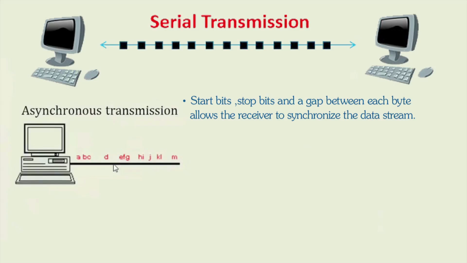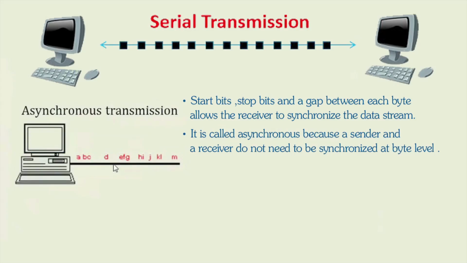Now the start bits, stop bits and a gap between each byte allow the receiver to synchronize the data stream, just for synchronization purposes. It is called asynchronous because a sender and a receiver do not need to be synchronized at a byte level. This point you have to understand very well. The receiver must be synchronized within each byte. So when you are sending a byte in terms of 8 bits, the receiver has to get synchronized within the byte because it has to keep on counting: this is the first bit of the byte, this is the second bit, then the third bit, until it gets the stop bit.